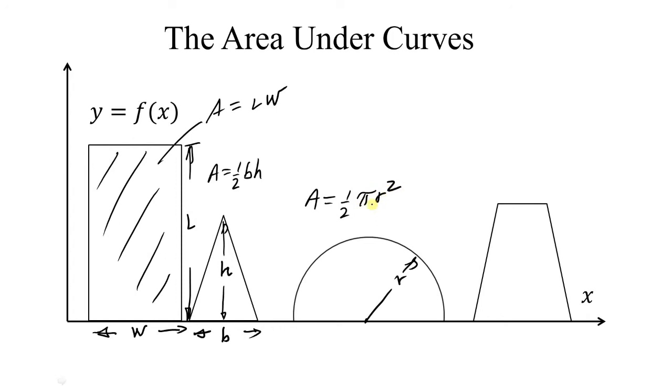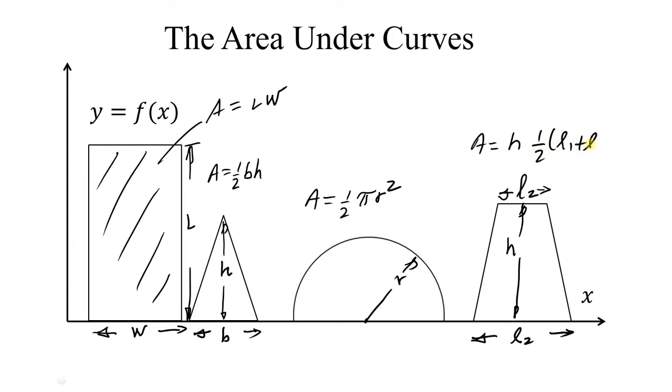And then finally, if you had a trapezoid and the lower base of the trapezoid was L2 and the upper length or base of the trapezoid was L1, and the height of the trapezoid was h, then the area would be simply equal to the height times 1/2 L1 plus L2. If everything looked like this, then we would not need calculus.